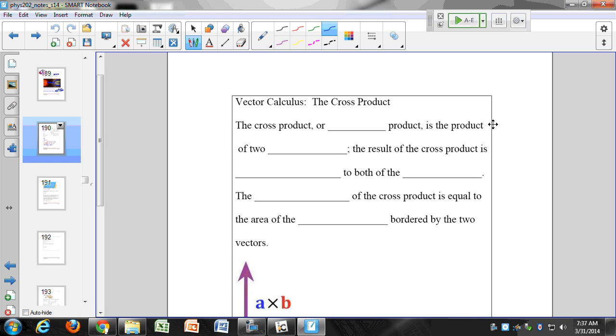But the cross product, it's also called the vector product, is the product of two vectors. This is in contrast to the dot product, which we also did last semester. Remember, the work was the dot product of force and displacement. The dot product is the product of the scalar components of two vectors, so it's the scalar product, we call it. The result of the cross product is orthogonal to both of the two vectors.